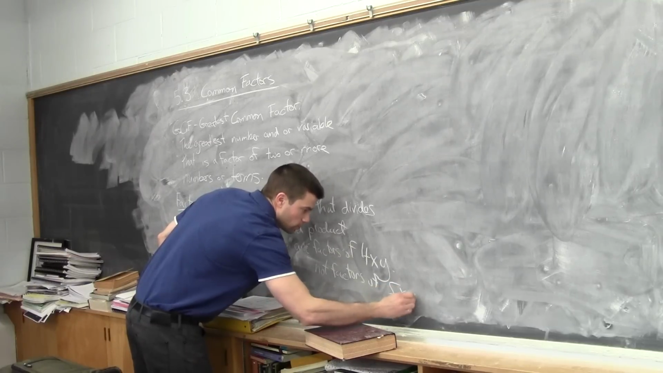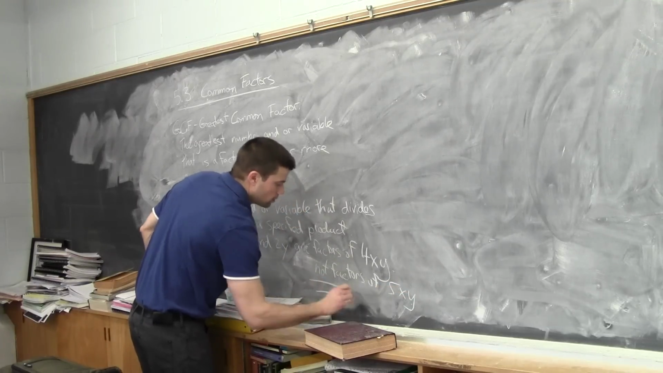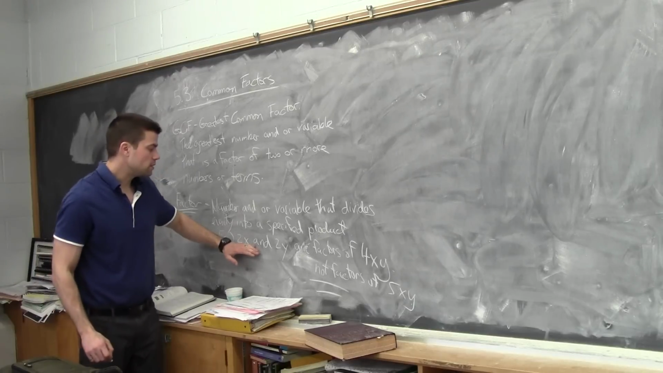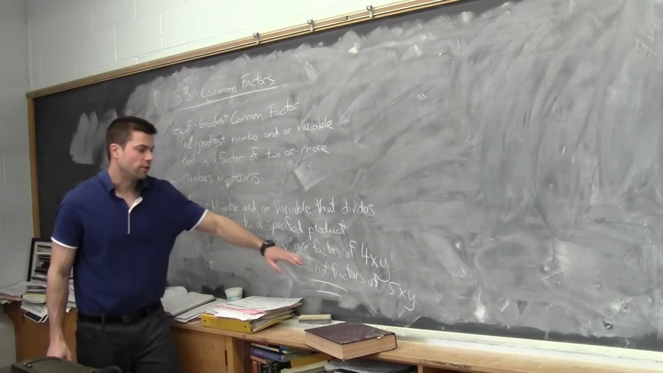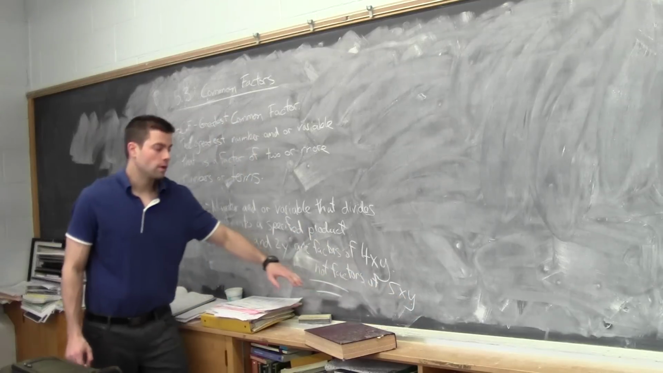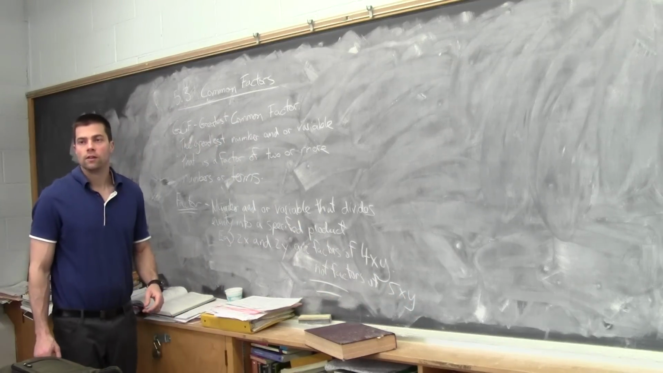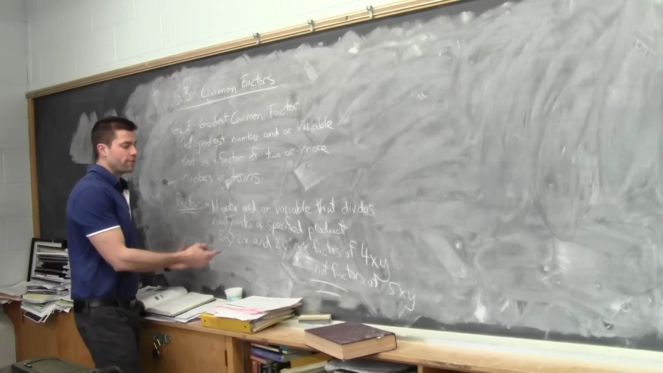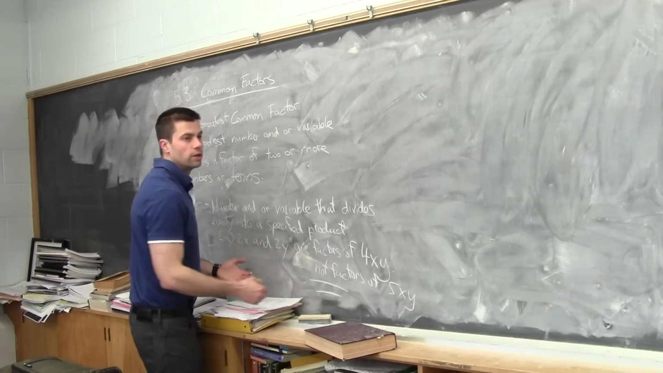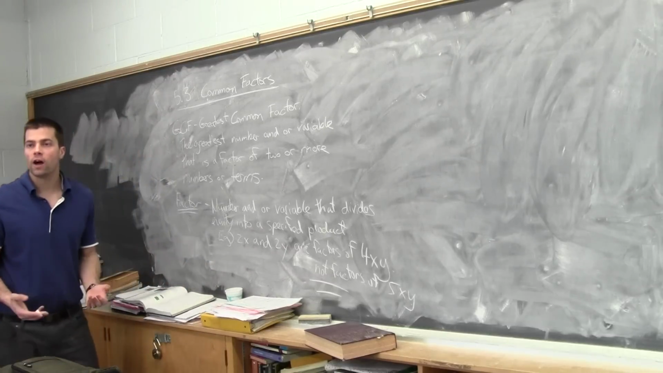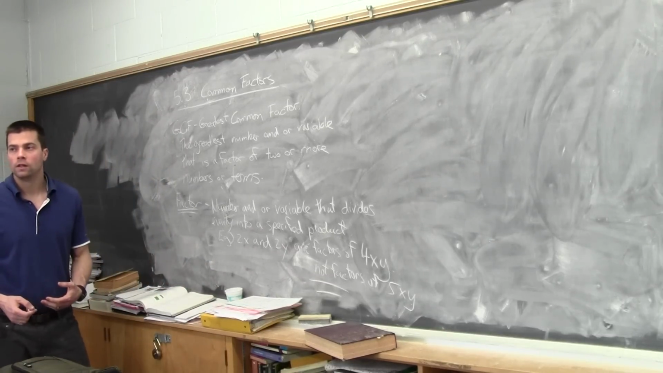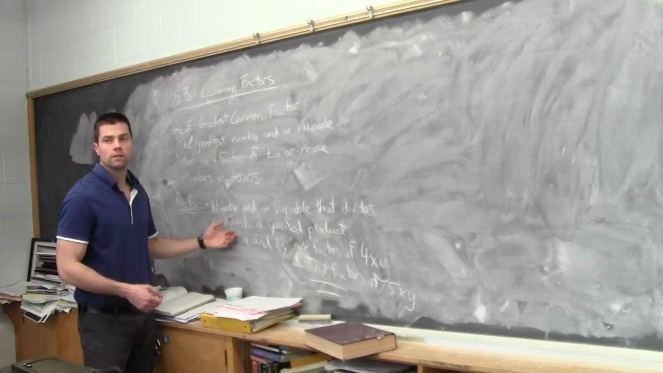of, say, 5xy. And the reason why is because the variables can divide into them, but the number 2 doesn't divide evenly into 5. So to denote something's a factor, it needs to be able to divide into it evenly. In other words, when you divide by it, you get a whole number. That's how we know if something's a factor.